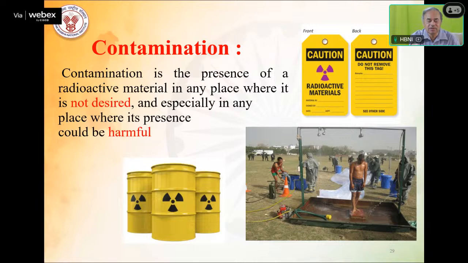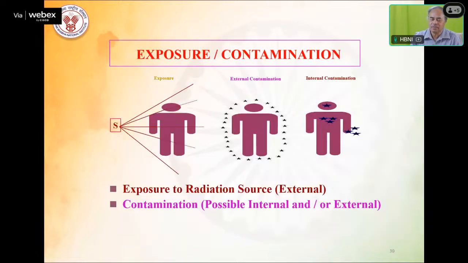Because now the radioactive material is there on the surface where it is not supposed to be, and it is going to be harmful. So that is contamination. And how do we decontaminate? That is the picture, of course, here, but we'll see in the next few slides also.